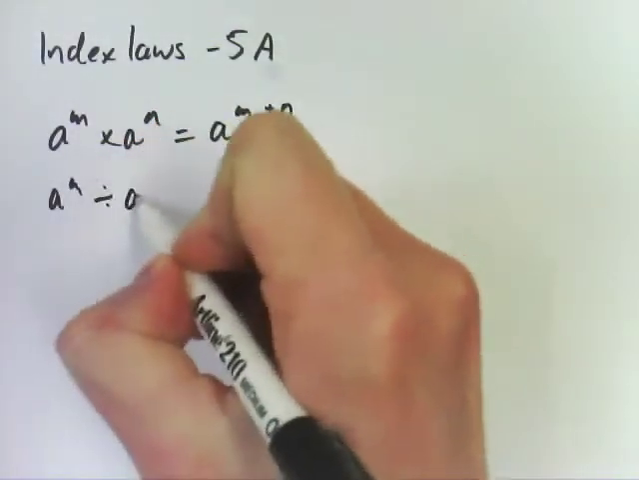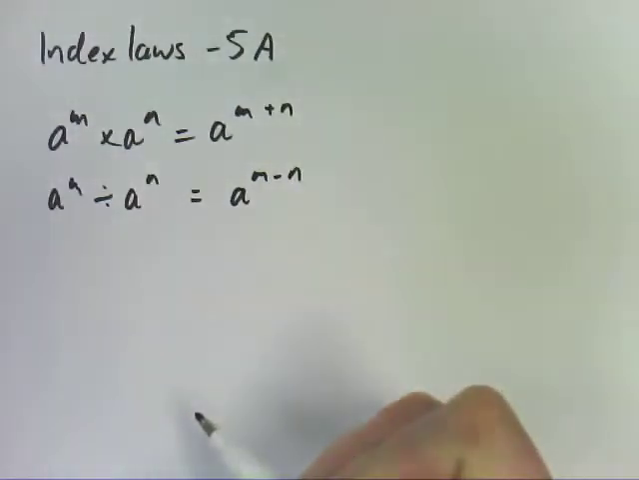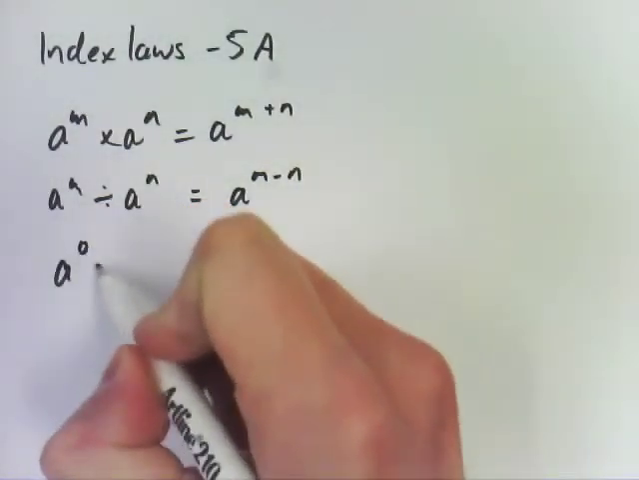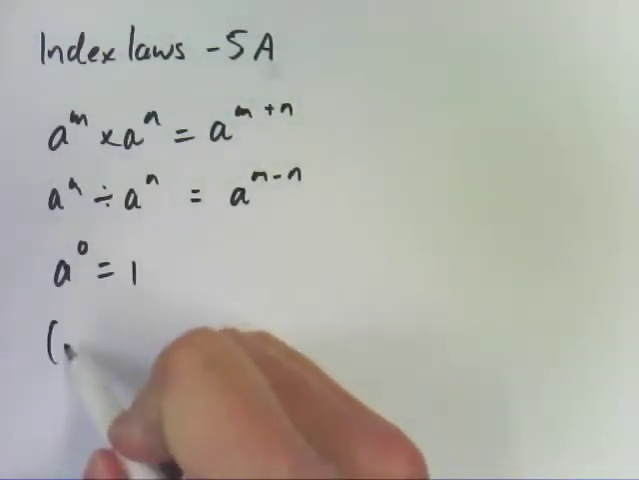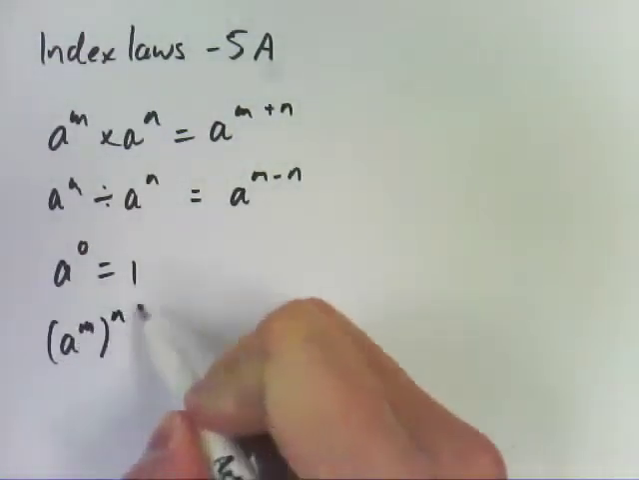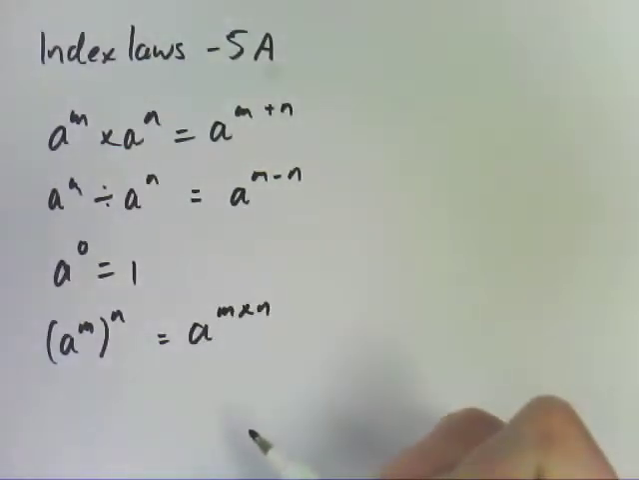If it's the same base divided with different powers, you subtract the powers. Anything to the power of 0 equals 1. If you've got brackets, a to the m, to the n, then that is a to the m times n, so you're multiplying there.